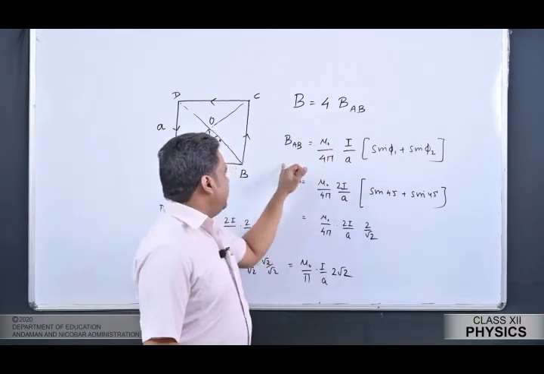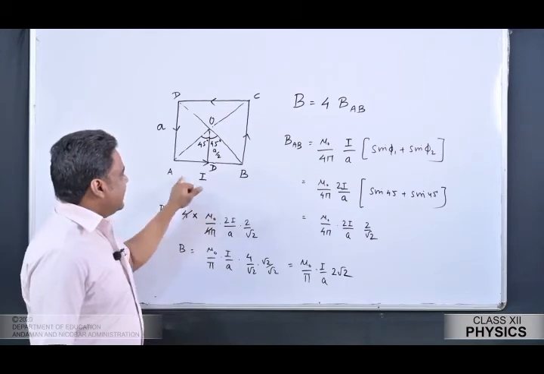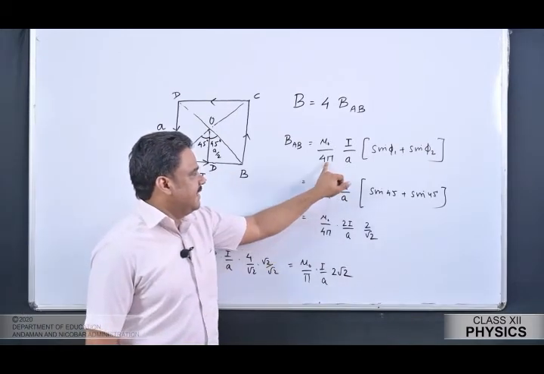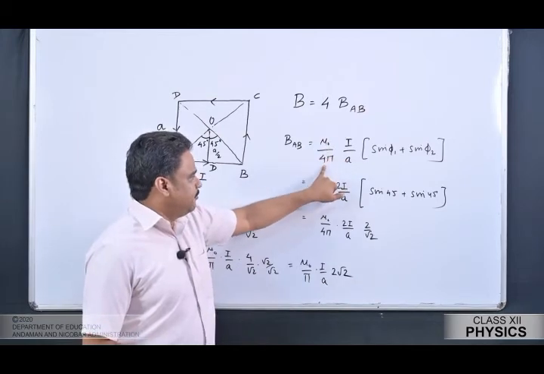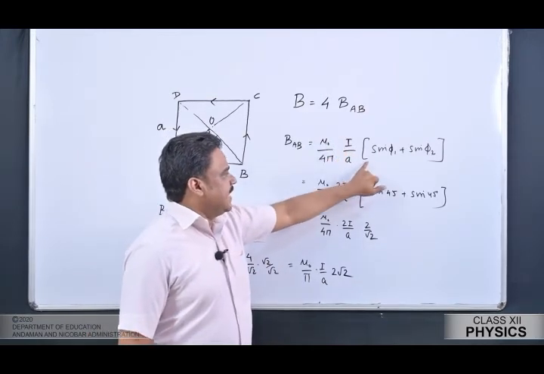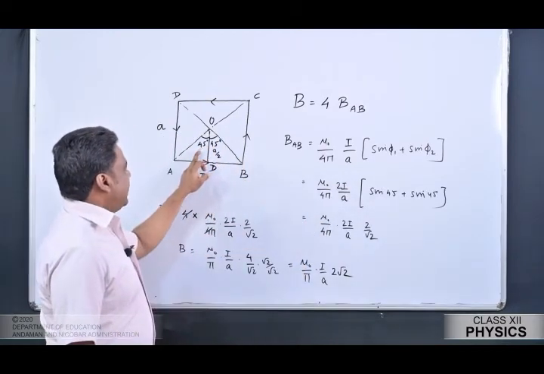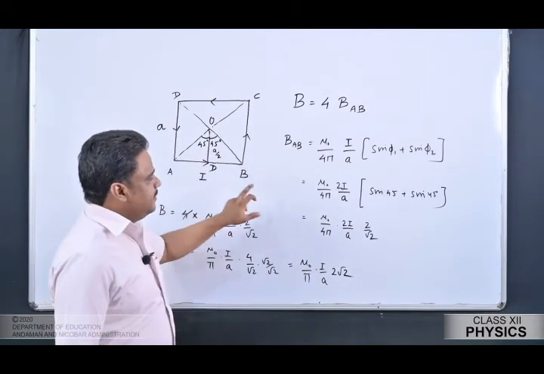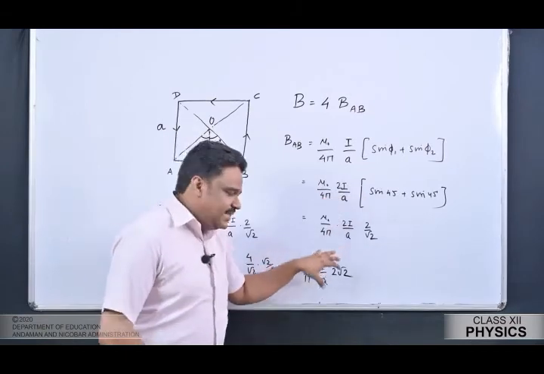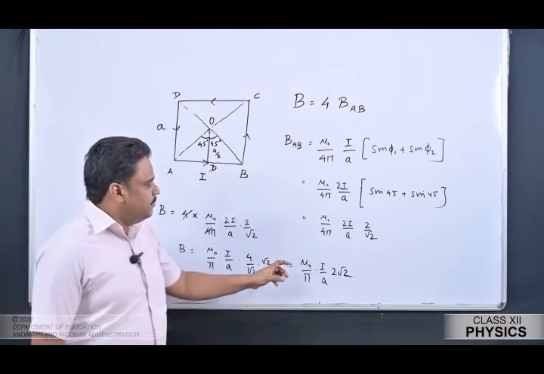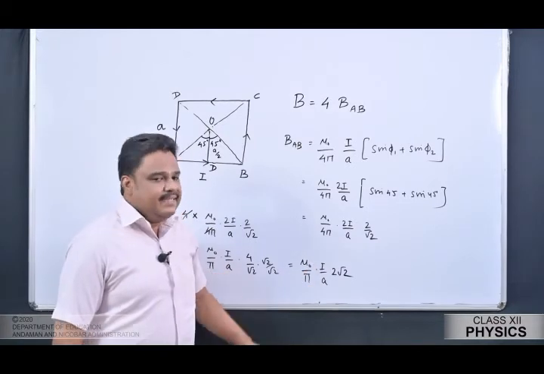So how to get AB? Obviously it is a straight conductor with a finite length. The formula for a straight conductor with a finite length is mu naught by 4 pi I by A, sine phi 1 plus sine phi 2. You can clearly see the angles are 45 and 45. By substituting all the values and simplifying, the magnetic field at the center comes to be mu naught by pi I by A, 2 root 2.